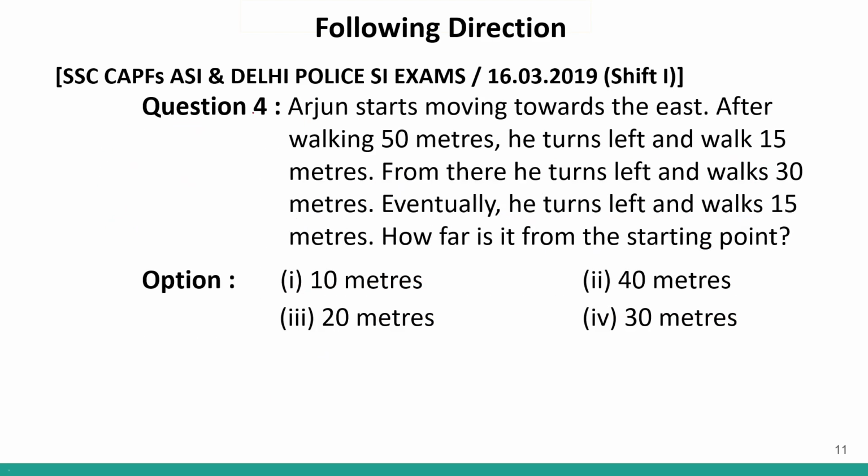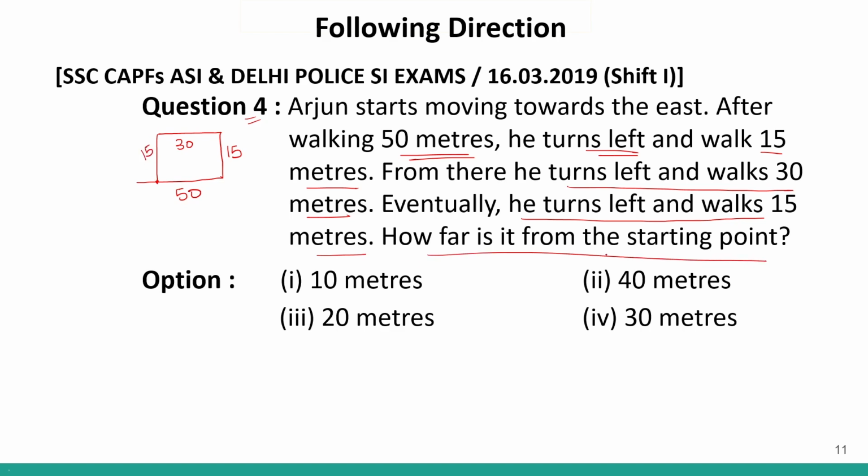Now, question number 4. Arjun starts moving towards the east. So this direction, and he walks for 50 meters. Then he turns left. So left will be in this direction and walks for 15 meters. From there he turns left again and walks 30 meters. So left will be this direction and he walks for 30 meters. Eventually he turns left and walks 15 meters. So left from this direction will be over here. So he'll reach back in this line.